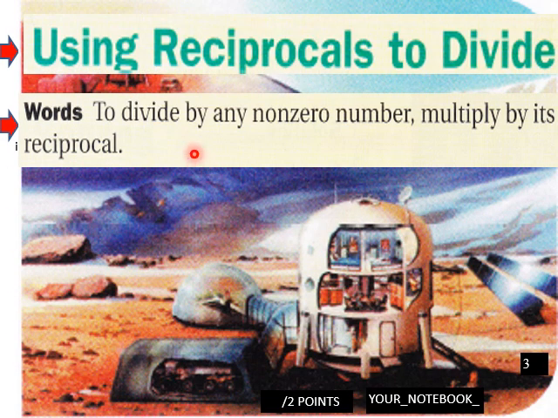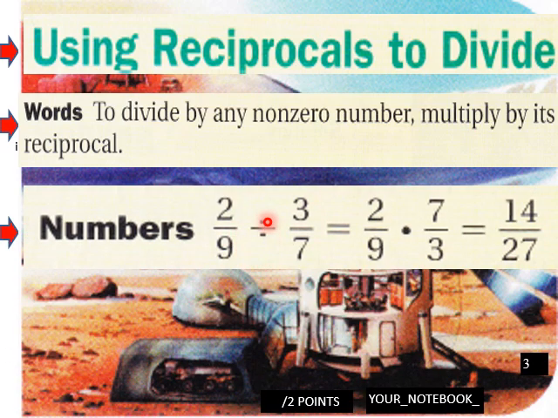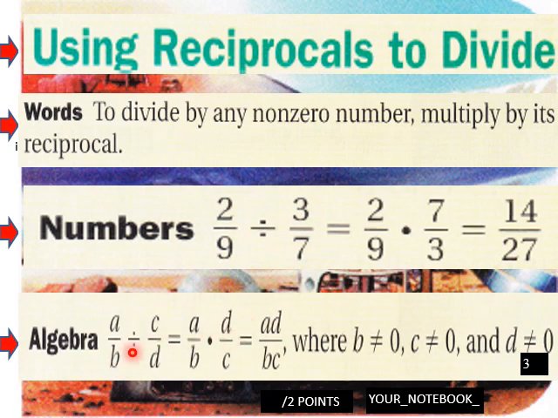Using reciprocals to divide by any non-zero number, multiply by its reciprocal. So 2 over 9 divided by 3 over 7 equals 2 over 9 times 7 over 3 equals 14 over 27. When you divide fractions, you invert and multiply. So you flip this and then multiply it, and that will be the division of 2/9 by 3 over 7. A over B divided by C over D is A over B times D over C. We just flip the divisor and multiply, invert and multiply.